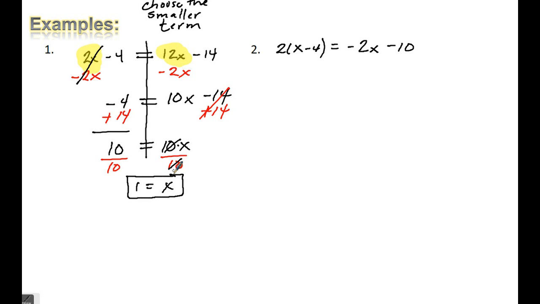Again, anytime you solve for something, you want to go back, plug it back into the equation, and check that they're equal, to confirm that you have the right answer.